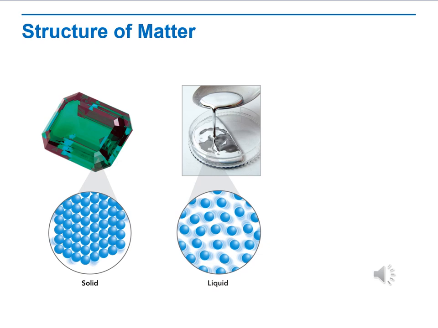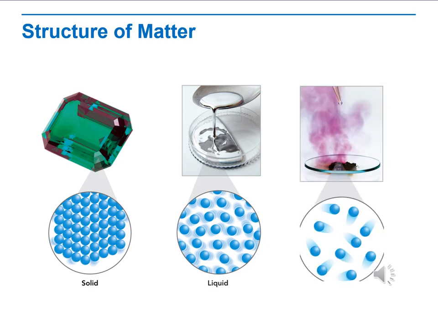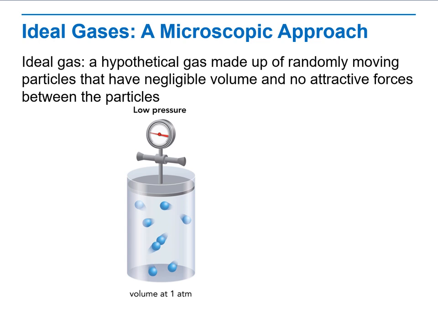Now, finally, last but not least, which is gas. We will be talking about the gaseous state of matter, and we will be discussing it in detail. Particles in liquid have less kinetic energy than particles in gas. Then we will talk about ideal gas. What is the definition of an ideal gas? It is a model used to approximate the behavior of real gases.